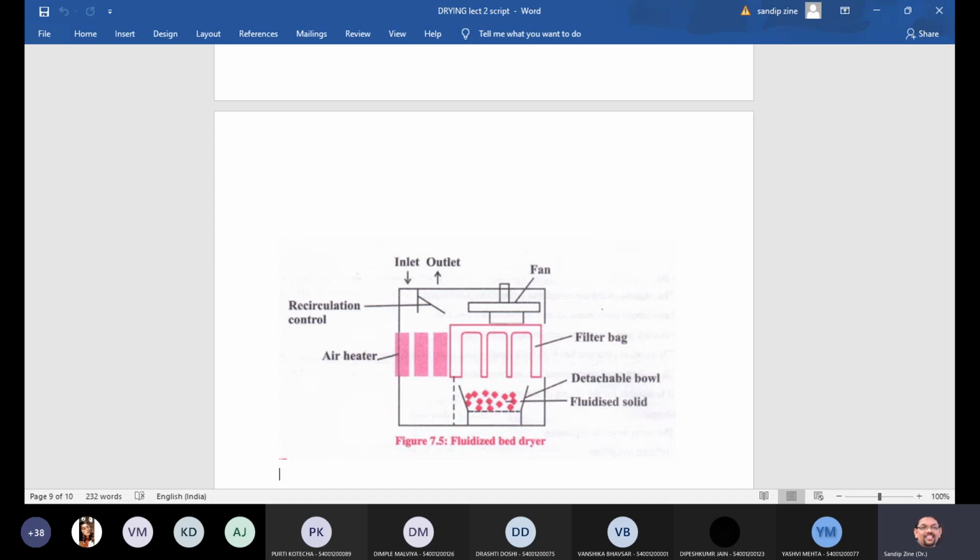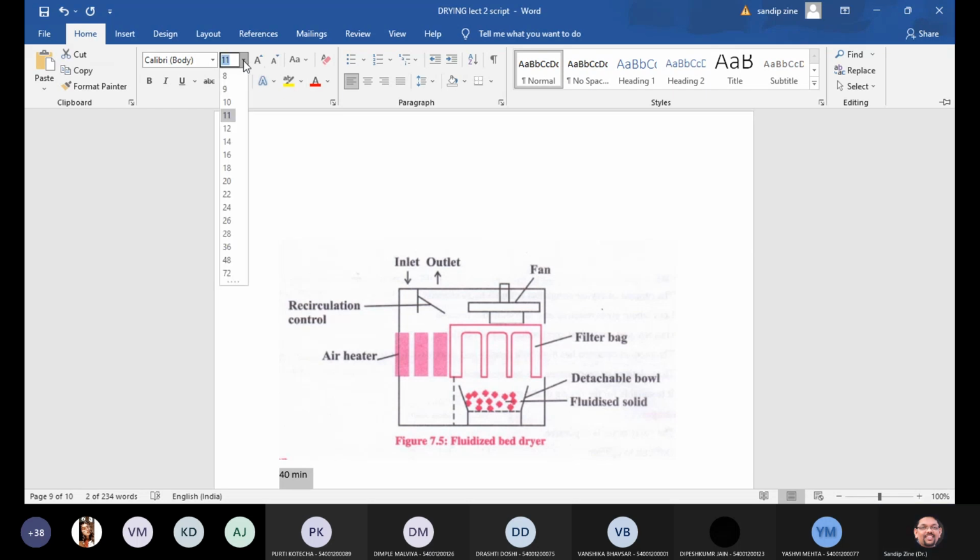So these granules will get dry completely because of this hot air, and the air comes out of the dryer passing through the filters in the bag, and the entrained particles remain adhered to the interior surface of the bags, and periodically the bags are shaken to remove the entrained particles. So obviously the residence time for drying is approximately 40 minutes. If you see the actual drying time, that is around 40 minutes, and you can compare with the other dryers as well.